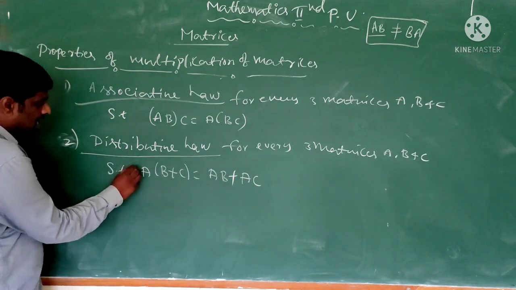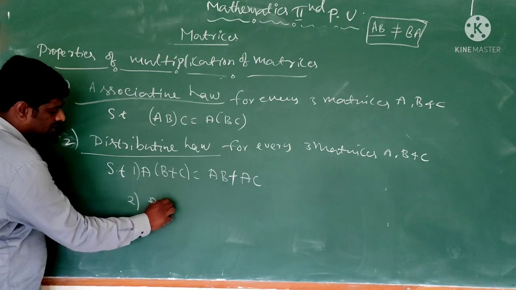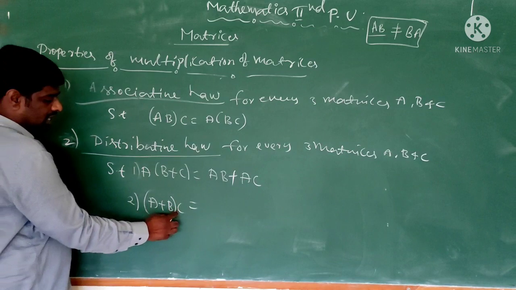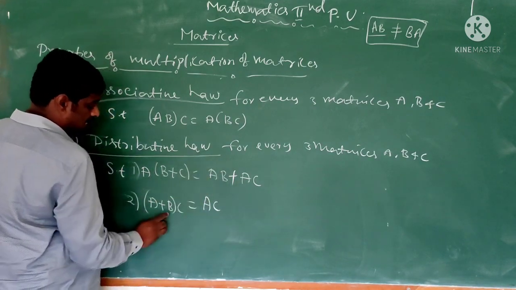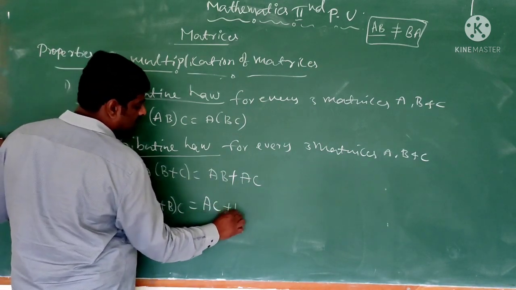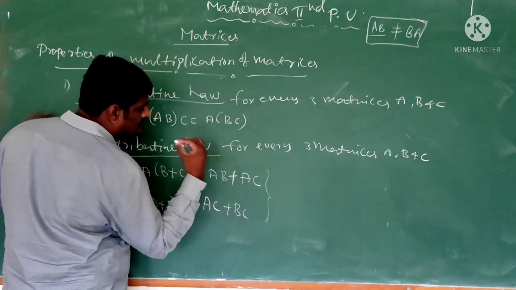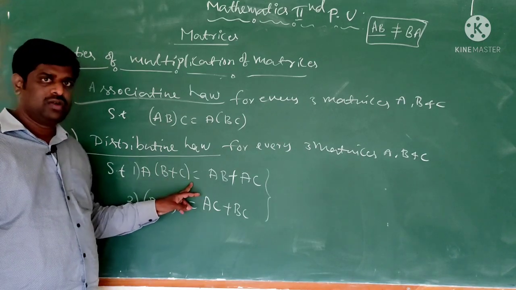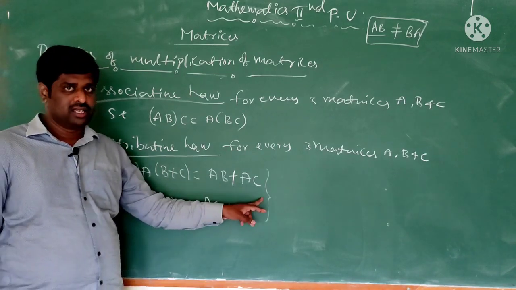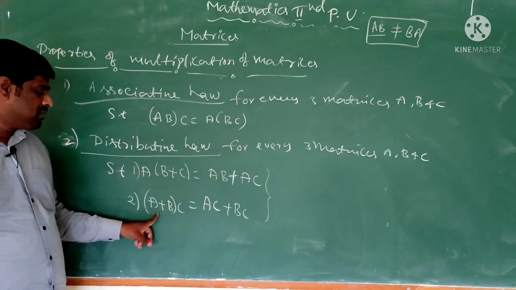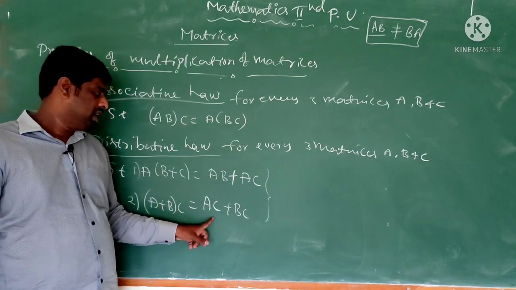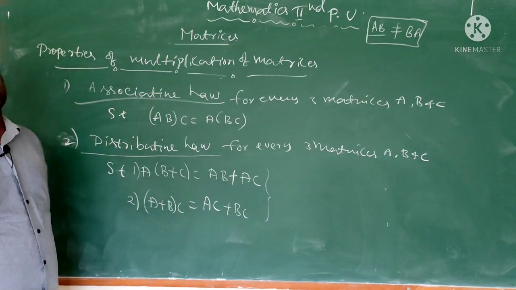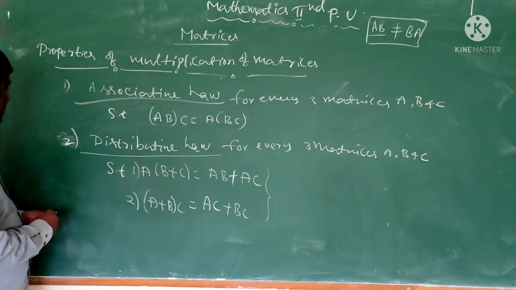Okay, the second one is A plus B of C is equal to A into C, AC, plus B into C, BC. These two are distributive law. A of B plus C is equal to AB plus AC, and A plus B of C is equal to AC plus BC. These two laws are distributive law under multiplication.